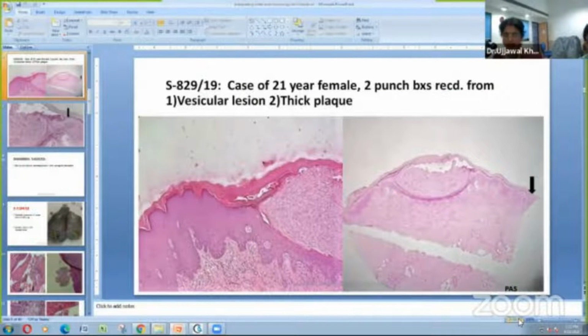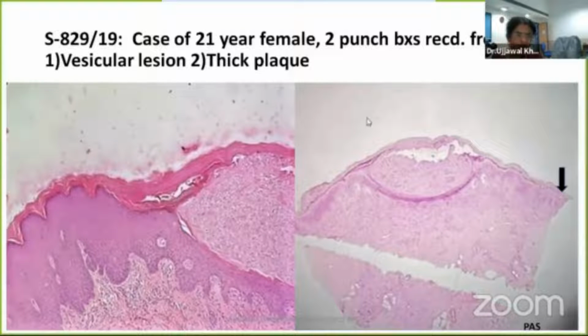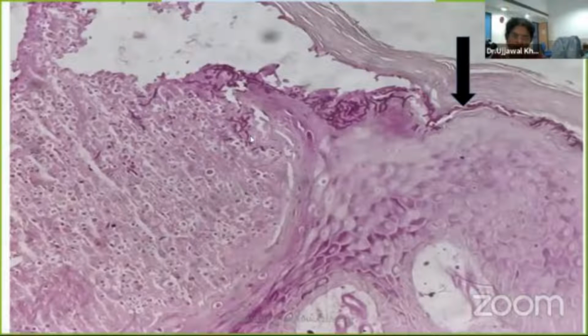They are very beautifully seen, and they are inside the vesicle also. So this case received 2 punch biopsies from a vesicular lesion, dermatophytosis with spongiotic dermatitis, and we can see vesicle formation. Not much is seen on HNE stain, but on PAS near the stratum corneum there is this pink lace-like thing appearing, and on closer look we have these hyphal structures throughout this vesicle.